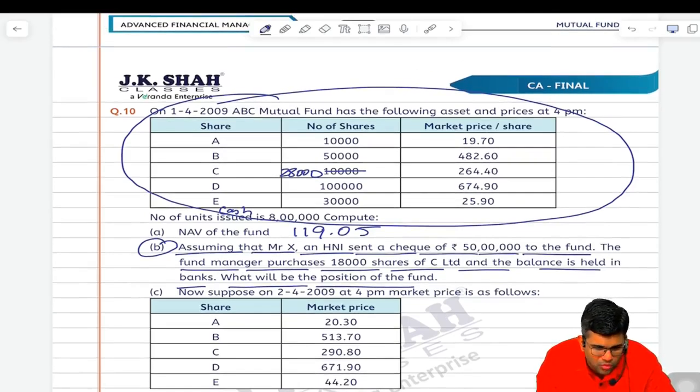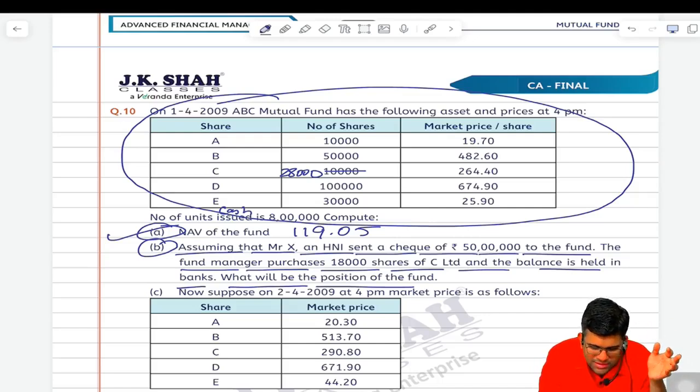Listen, first you have to write down the note that I gave you. After you complete the note, replicate exactly what you did in point number A with two changes. Change number one, in C, instead of 10,000, take 28,000 shares, because 10,000 you already have and 18,000 more you are buying. And apart from shares, there is going to be one cash also. That cash is 2,40,000 that we just got. You divide by the number of units and you will get NAV as on that date.